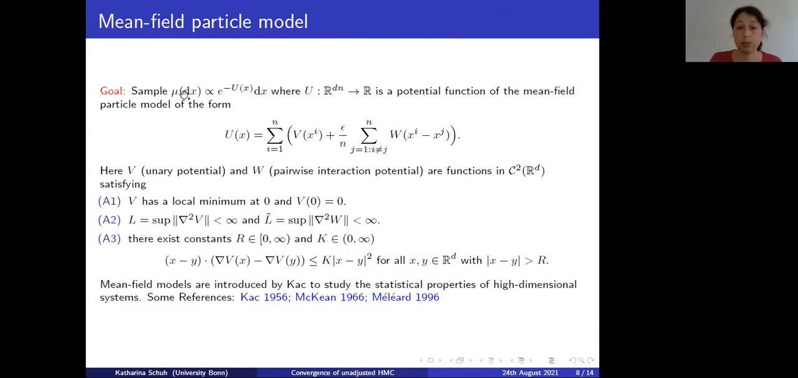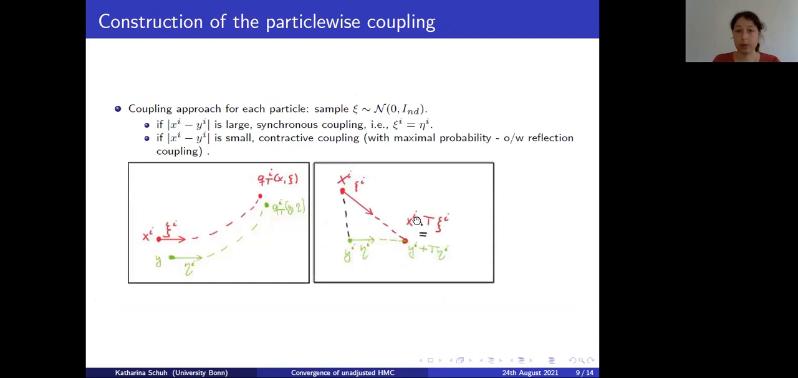So we're considering a target measure mu, which is such that we have n particles of dimension d, and each particle has some unary potential, and we have some pairwise interaction potential. And this unary potential actually satisfies the same conditions as before, our potential U. And this interaction potential just has bounded second derivatives. And with this model, we adapted the coupling from before. So we are now considering some particle-wise coupling. So for each particle separately, we decided either to take for large distances a synchronous coupling, and for small distances, we took this contractive coupling by Bourabee, Eberle, and Zimmer.